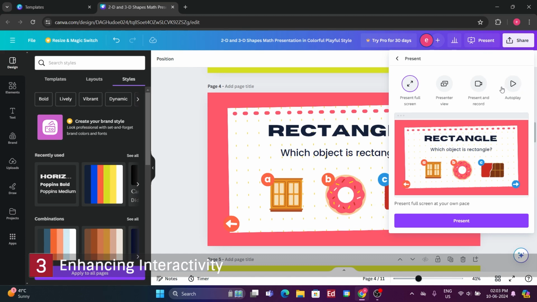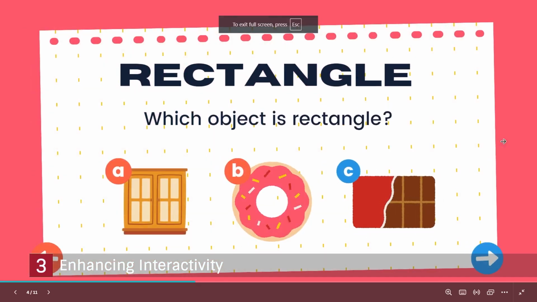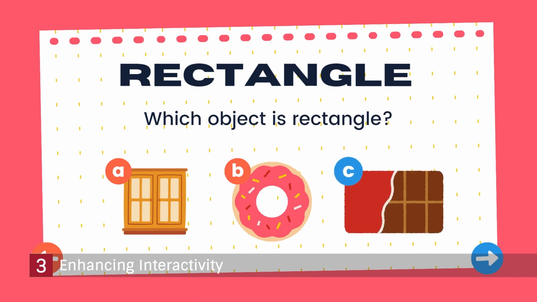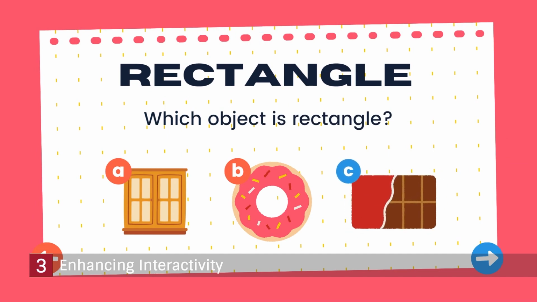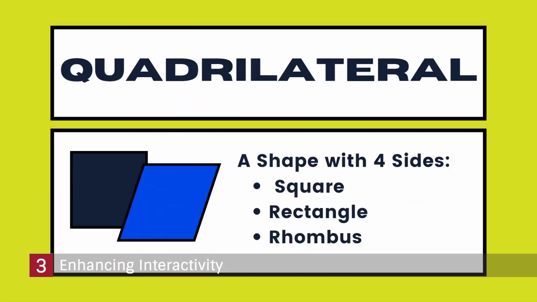Additionally, you can present and record your slides or set them to autoplay according to pre-inserted timings. By selecting the full screen option and clicking Present, your slides will display starting from the selected slide. To begin from the first slide, ensure you're on that slide before presenting. You can navigate back using the arrow keys.